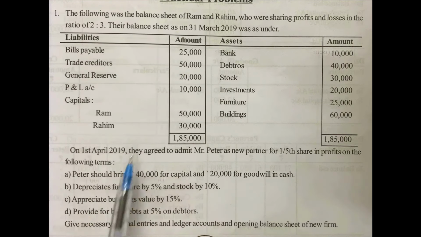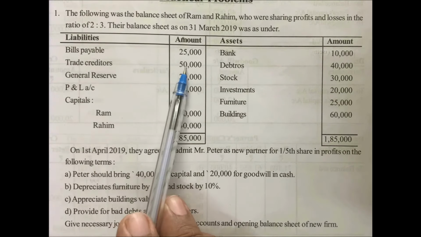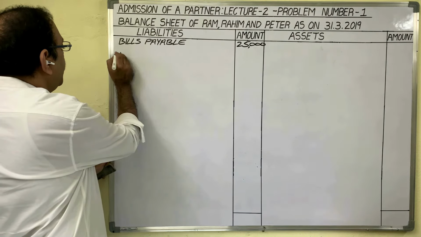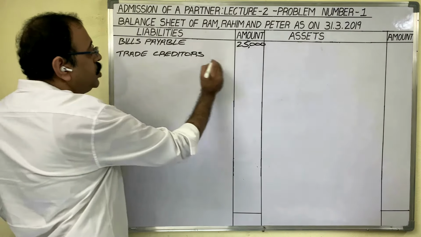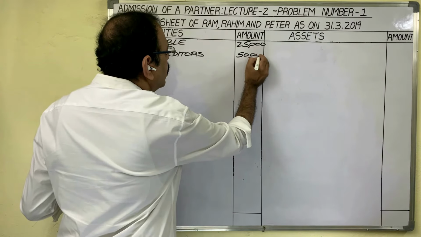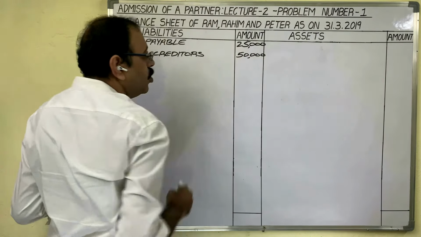Next one, trade creditors, 50,000 rupees. Related to trade creditors, in the adjustments there is no additional information. Therefore, trade creditors 50,000 as it is we have to show in the new balance sheet. As there is no adjustment in the question, 50,000 directly we have to show in the amount column.